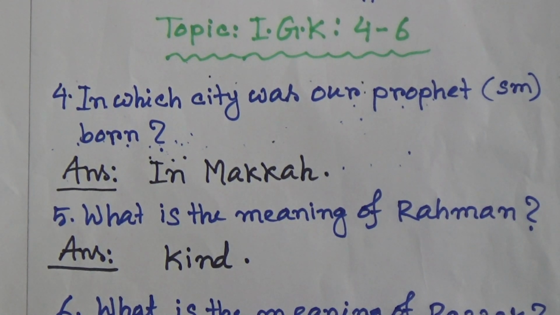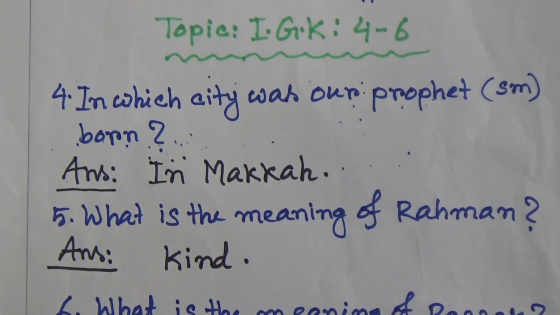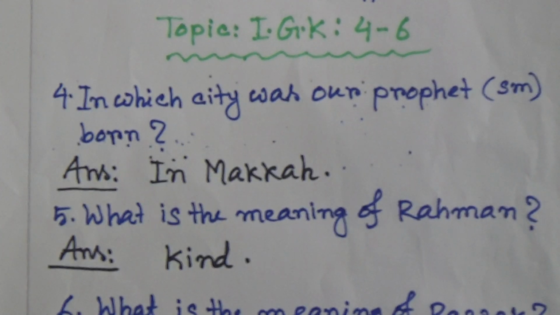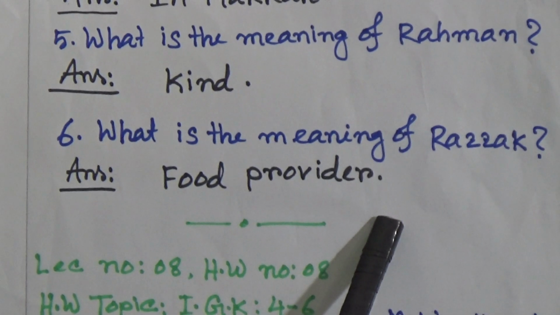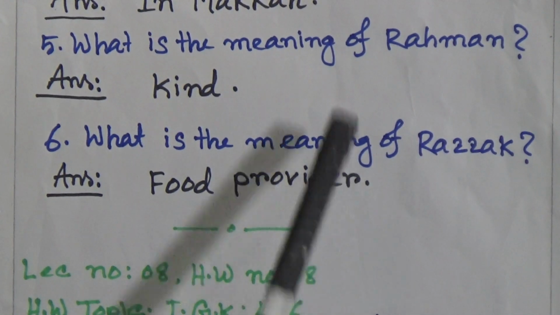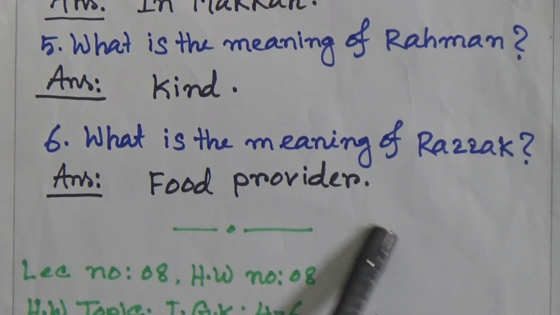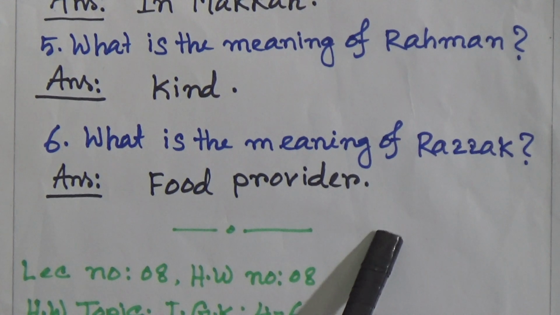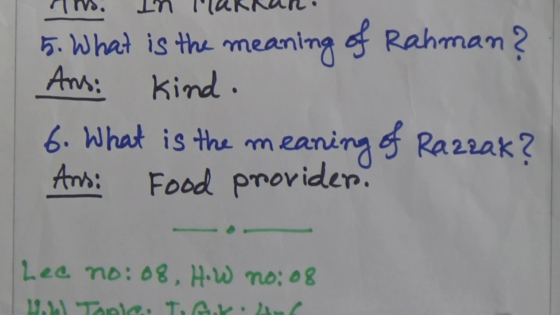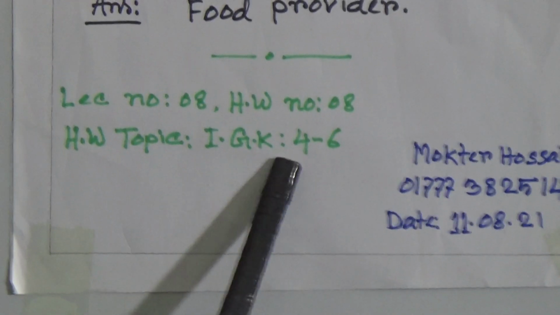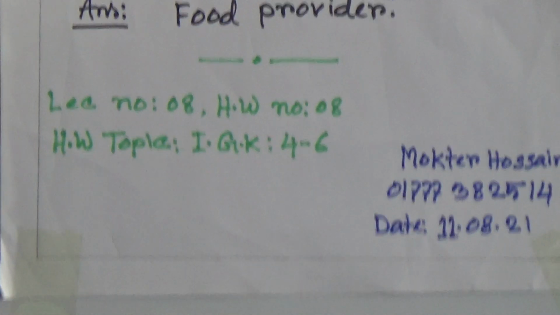Dear students, Rahman and Razzaq are Arabic words. You know that Almighty Allah has 99 special names. 2 of them are given here. In future, we will learn about other names of Almighty Allah. Now, SW topic I.G.K 4 to 6.